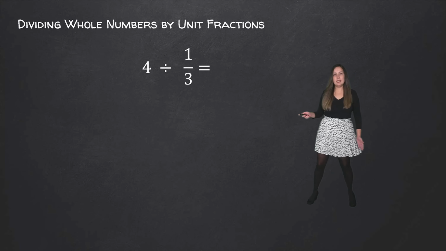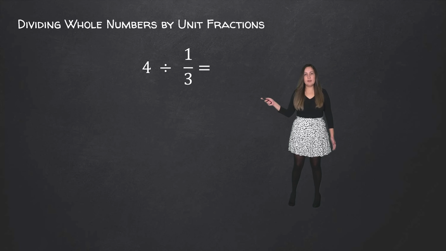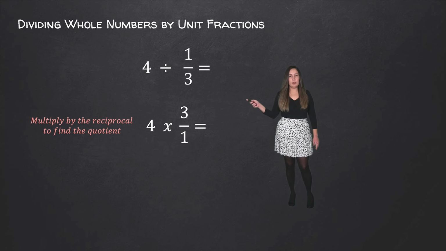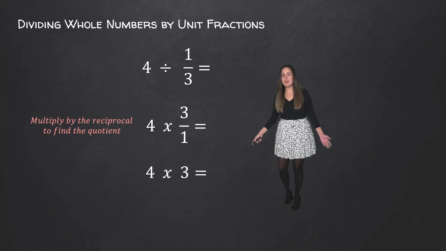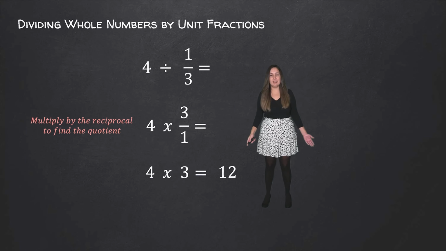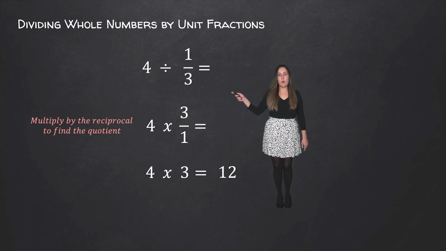Now, if we didn't have our model, in order to divide by 1/3, in order to find the quotient, we have to multiply by the reciprocal. So the reciprocal of 1 over 3 is the same thing as 3 over 1. And 3 over 1 is the same thing as just 3. So 4 times 3 is equal to 12. So 4 divided by 1/3 is equal to 12.